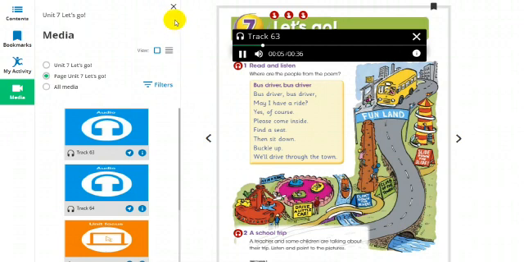Bus driver, bus driver, may I have a ride? Yes, of course. Please come inside. Find a seat, then sit down. Buckle up, we'll drive through the town.